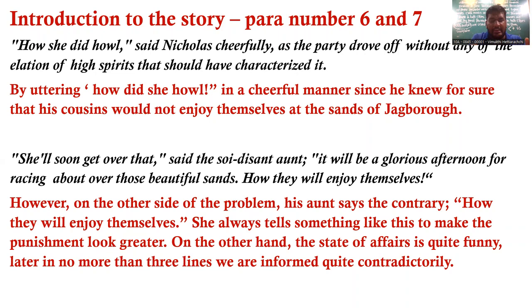So we can clearly understand what kind of punishment is organized by the aunt. In paras 6 and 7, we can clearly understand what kind of effort is made by the aunt to put Nicholas in sadness, in suffocation, right? Mental suffering. So we can understand what kind of person the aunt is. She tries to punish children by withholding enjoyment. This is what we can realize about her character.